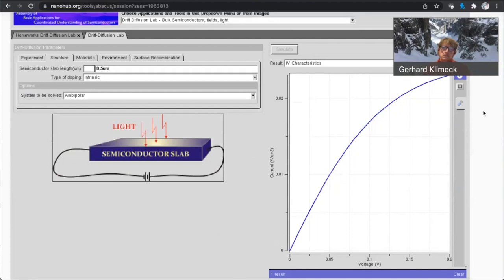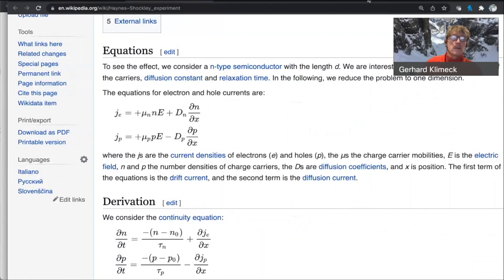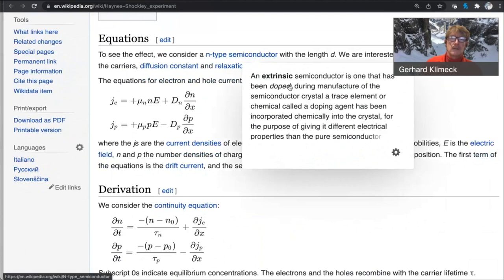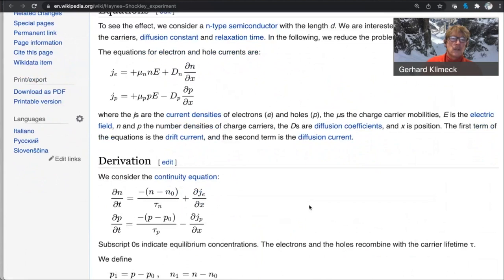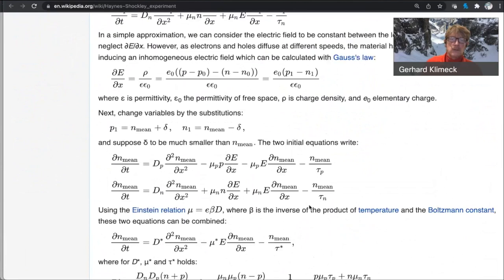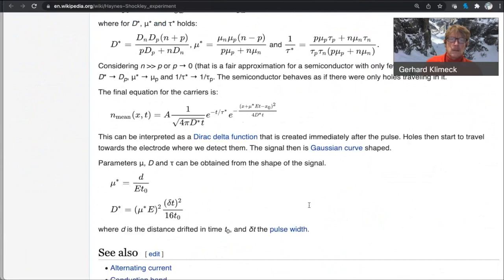All right. We do have a handful more questions. The next one, can you simulate the Haynes-Shockley experiment? I'm not even familiar with that. I would have to Google it real quick. Yeah, I think this is basically what I have been doing. So we consider an n-type semiconductor of length D, with mobility of carriers, and if we reduce it to one dimension. I'm looking at Wikipedia right now. So we're going to look at an n-type semiconductor of length D, mobility of carrier, diffusion, relaxation time, current densities, Gauss's law, Einstein relation. Yep, hold on.